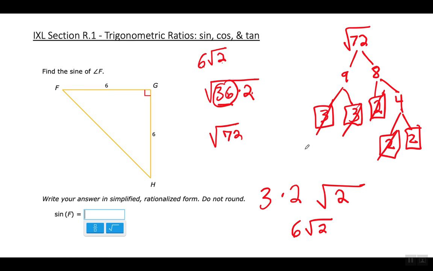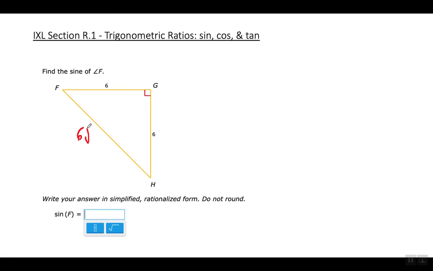All right, so my simplified answer for the hypotenuse is 6 square root of 2. But now I've got to find the sine of angle F. The sine of angle F is the opposite side over the hypotenuse. So sine of F equals 6 over 6 square root of 2. The 6's are going to cancel out. Boom. So I'm going to have 1 over square root of 2.